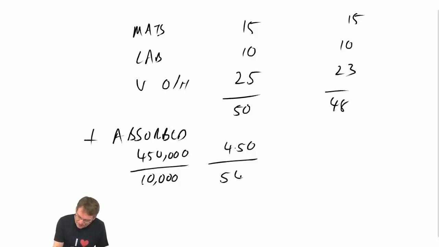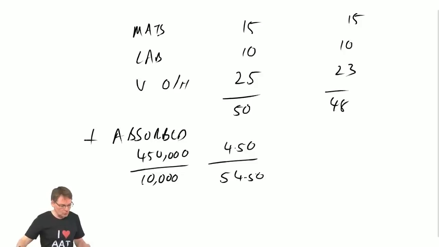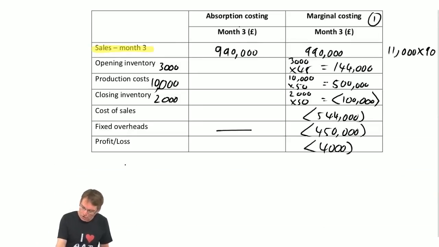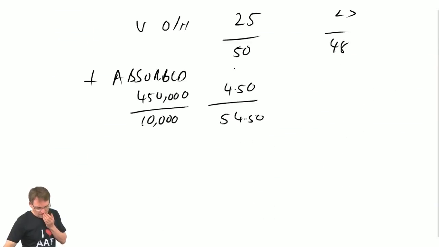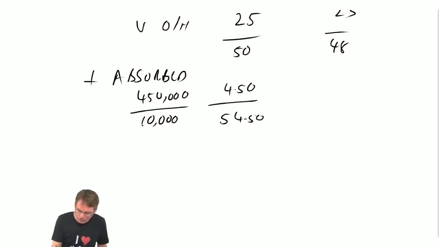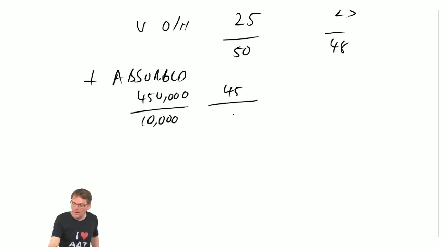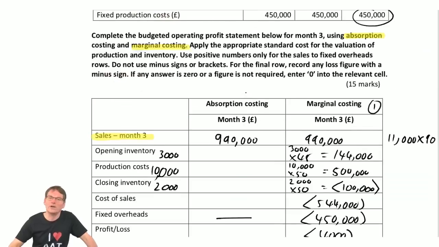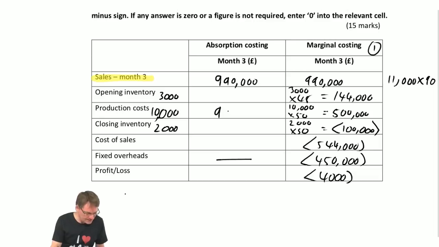So we've got £54.50 is the value under absorption costing. So we will have production costs in month 3. We've got 10,000 times £54.50, which comes to, what am I talking about? Talking nonsense, aren't I? That's not £4.50. It's £45. When I looked at it, I thought I'm a zero out. It's £95. I do apologise. So we've got 10,000 units. Sorry about that. It's Friday afternoon, and that's going to give us 950,000. That looks more like it.